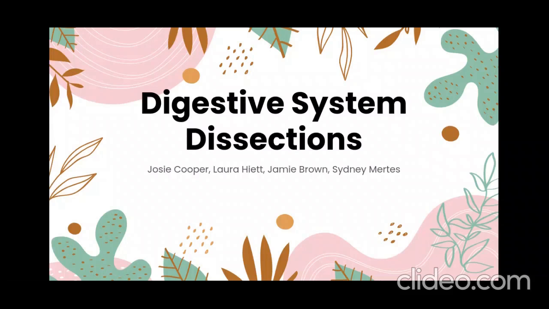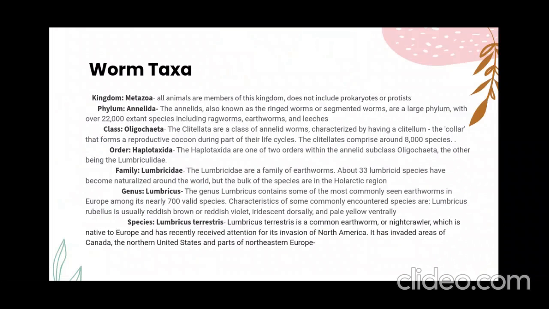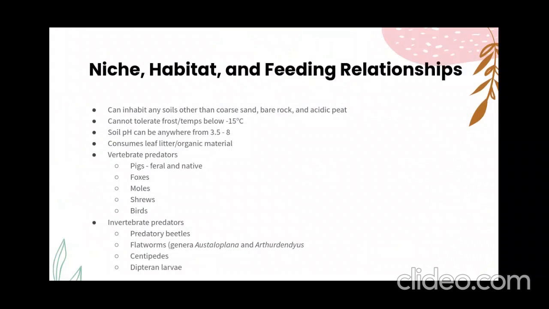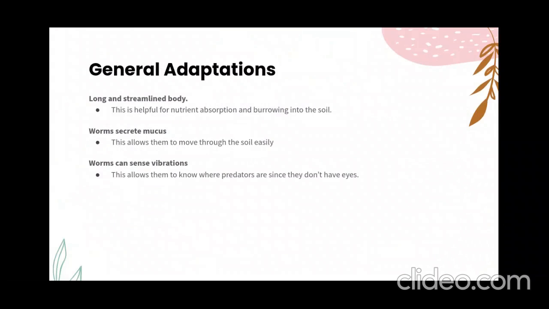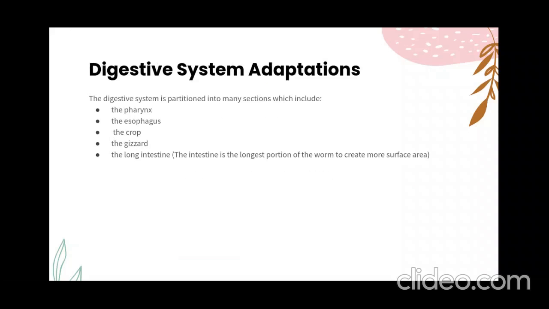Digestive system dissections. First, we have the worm taxa, then the niche, habitat, and feeding relationships, and general adaptations. Now we have digestive system adaptations. The worm's adaptation that is specific to the digestive system is that it is partitioned into many regions.